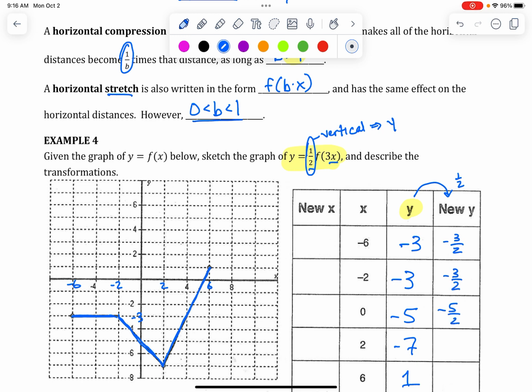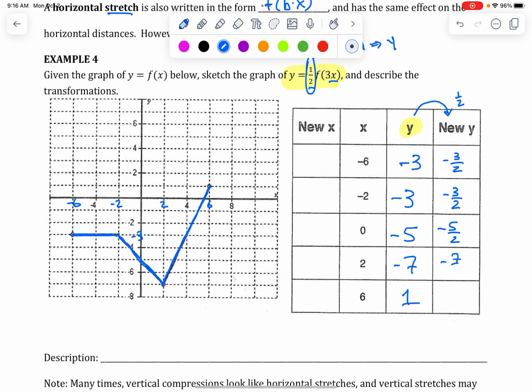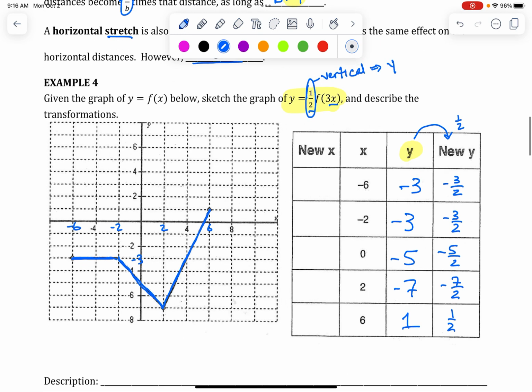And if you want to make them decimals here, it's easier for you to see, that's fine, okay? But we're basically taking all of those y values and cutting them in half. All right, before we plot that, though, we want to take a look at the x values, right?